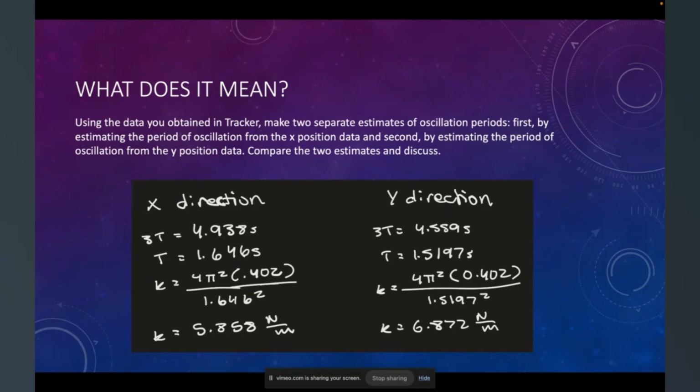And then we want to compare the x direction and y direction and see if we get different k values for them, and discuss it. As you can see, in the x direction we got a k value of 5.8, and in the y direction we got a k value of 6.8. As you can see, they are different, and they'll give you different results in the actual model. I believe the reason for this might be the air resistance, as it may be pushing more toward the x direction, hence making the oscillation times bigger, and it'll lower the k value.